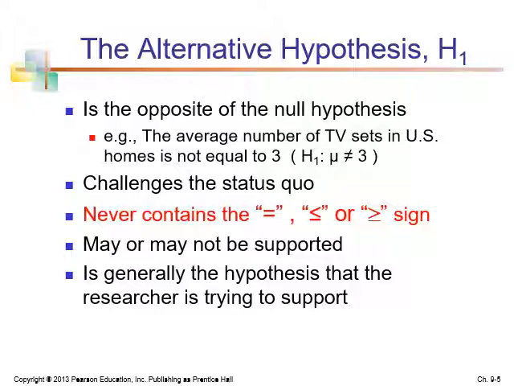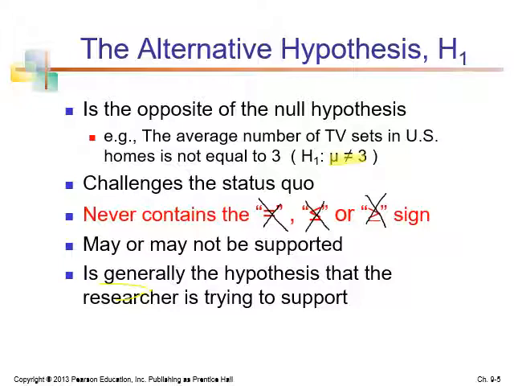Now, when you have the null hypothesis, obviously you will have an alternative. If the null hypothesis is equal to, then the alternative will be not equal to. As a rule, the alternative hypothesis should not contain the equal sign, less than or equal to sign, or greater than or equal to sign. Those are the terms reserved for the null hypothesis.